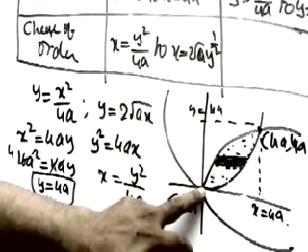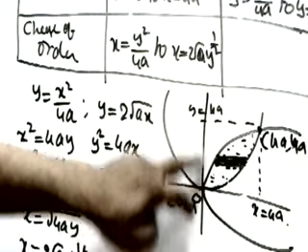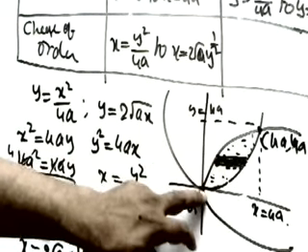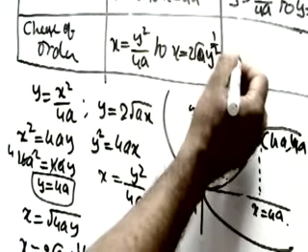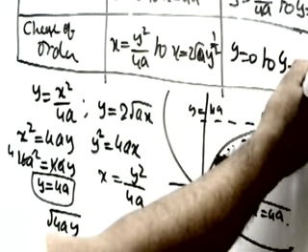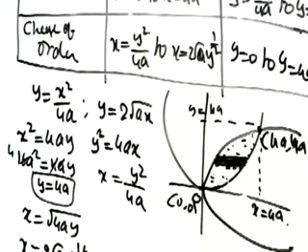Now from variables to constants, what is the value here? Y is 0, here y is 4a. From here to here we have to go in y. For x we have taken like this, so y is from 0 to 4a. So let me change this: y equals 0 to y equals 4a.